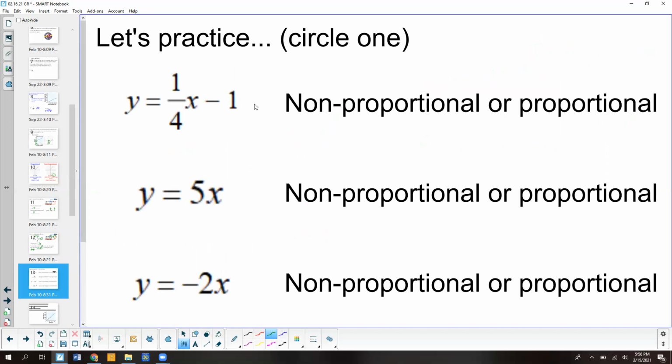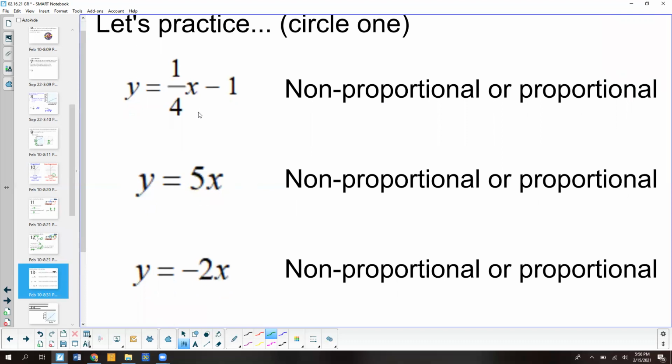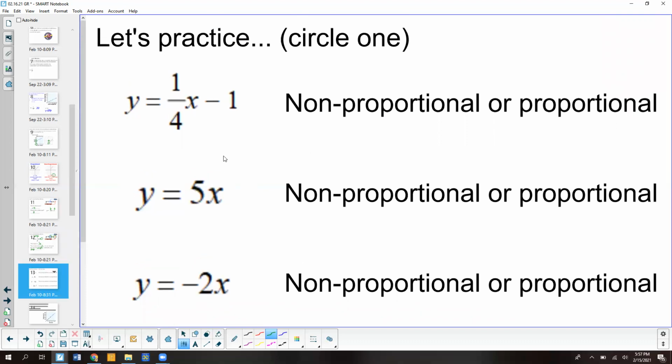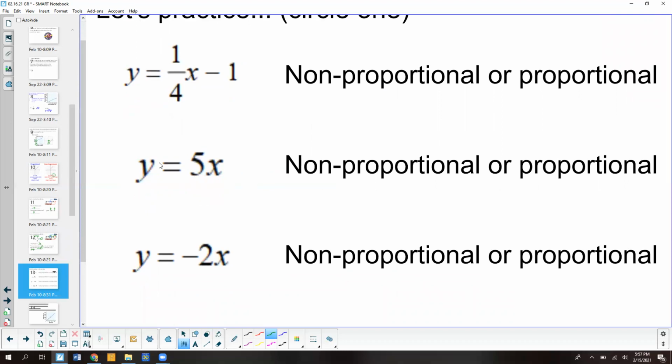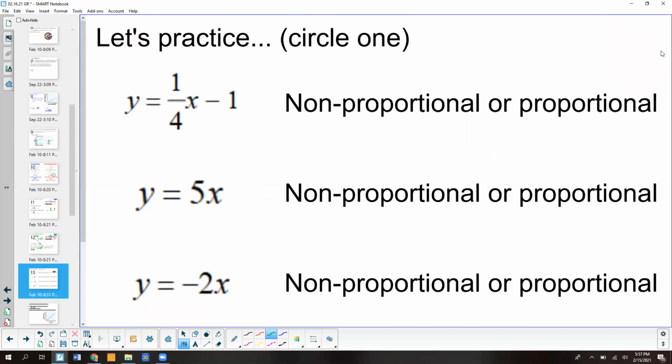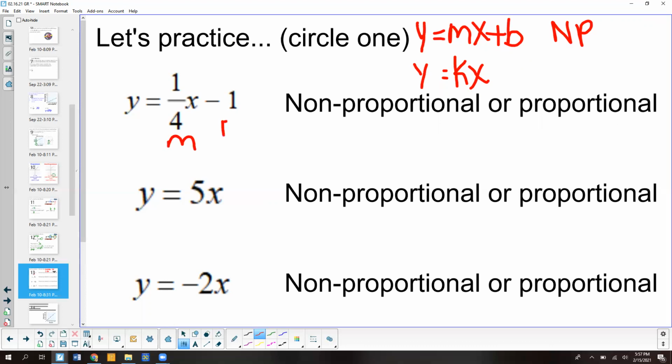All right, so let's practice these. Is this proportional or non-proportional? So remember, a non-proportional equation is going to have a y-intercept. A proportional equation is not going to have that y-intercept or that number after the x. I don't know if this note will help any of you, y equals mx plus b is going to be our non-proportional. y equals kx is going to be proportional. So we've got our m, we've got our b, so this one's going to be non-proportional.